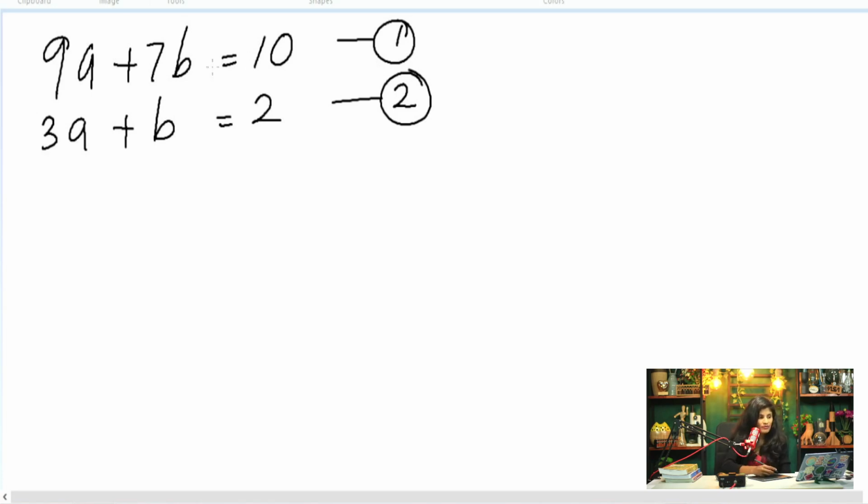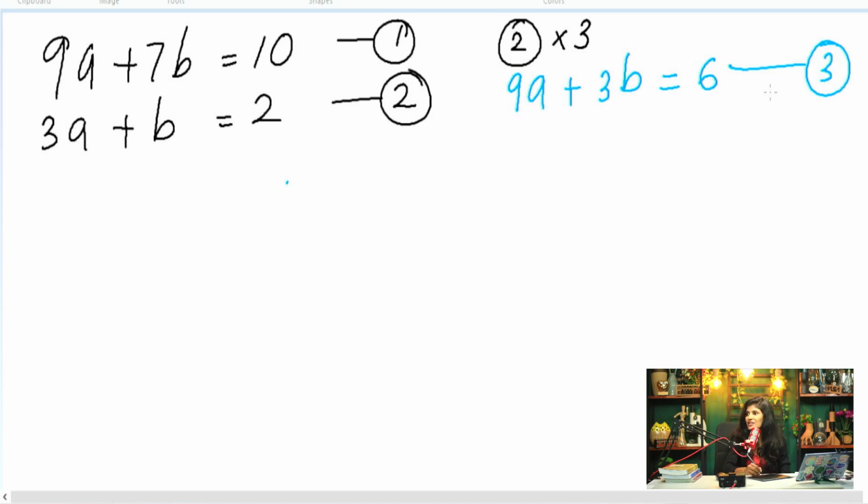Okay, so we have 9a and 3a. If I multiply 3a by 3, it will become 9a. So I am multiplying equation number 2 by 3. 3a times 3 means 9a, plus b times 3 means 3b, equals 2 times 3 means 6. You have to multiply all the terms in the equation by that number. So the new equation is equation number 3.